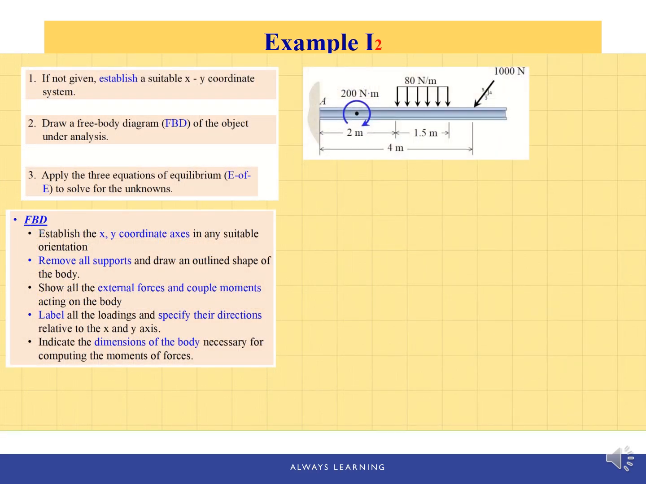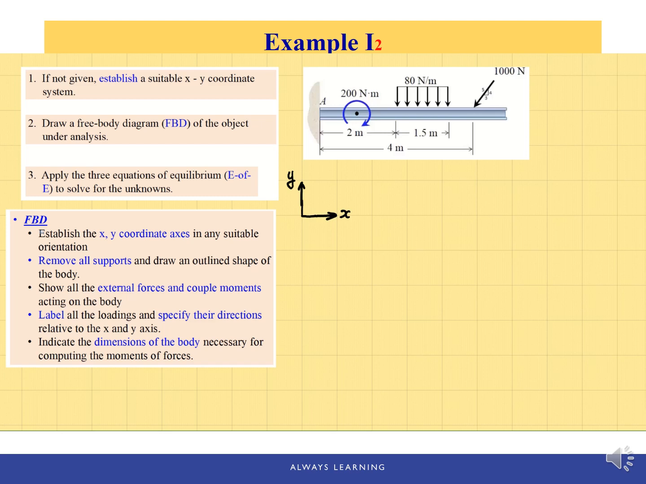So first, let's establish the XY coordinate axis. So usually x will be in the horizontal direction and y will be in the vertical direction. Occasionally, maybe it's easier to build your x, y in a different orientation, if your beam is directed in a different direction in space. But in most of the cases, x and y will be like this.